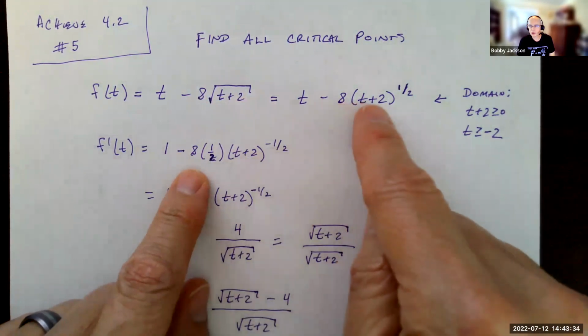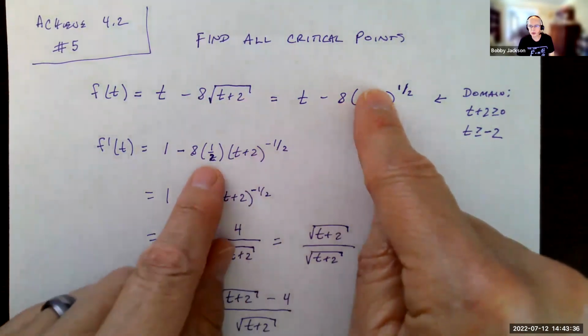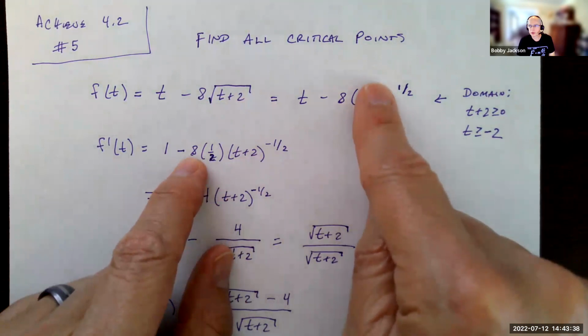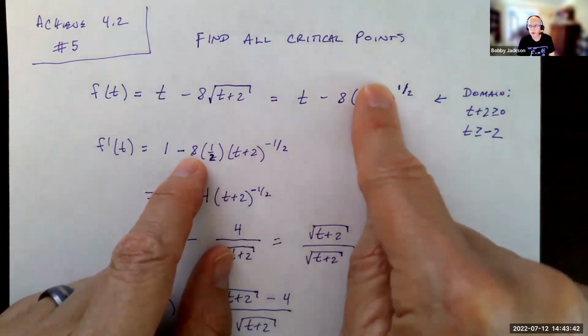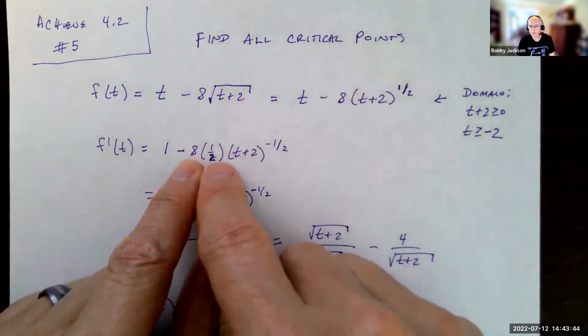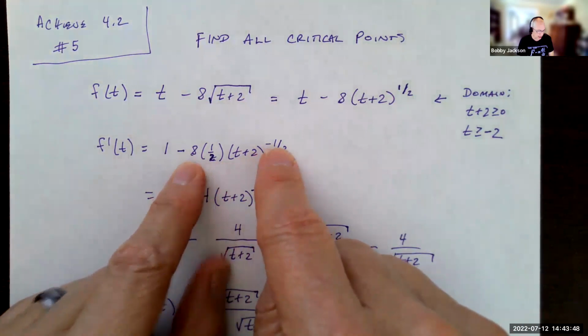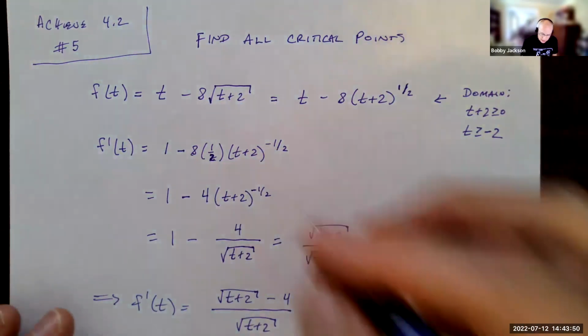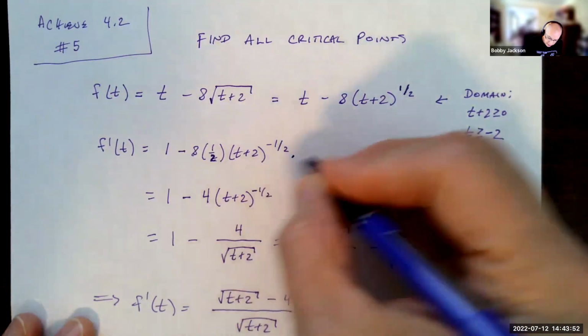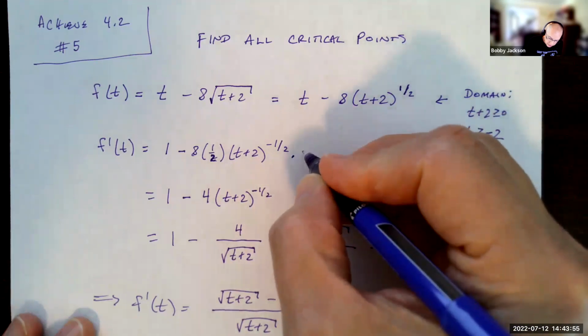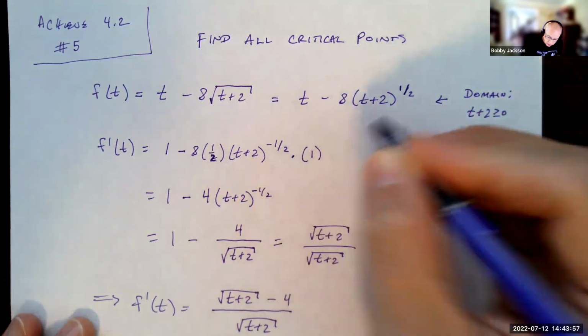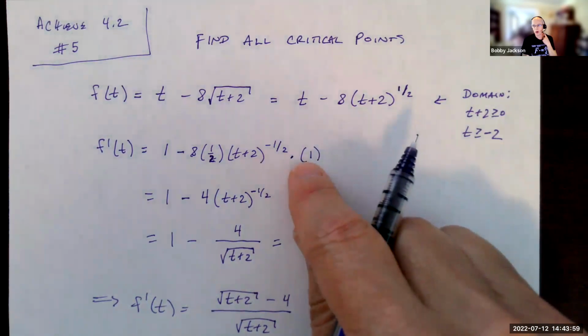Okay, when I take the derivative, the derivative of t is 1 with respect to t. And then here I've got a little chain rule, right? I've got an 8 constant multiple. The outer function is u to the 1/2, inner function t plus 2. So the 1/2 comes down, t plus 2 to the -1/2, right? That's the power rule, times the derivative of the inner function. Well, I don't have anything there. What happened to that? Well, the derivative of the inner function is just 1, right? The derivative of t plus 2 is 1.